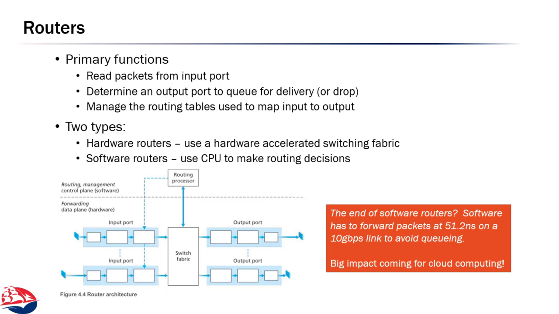Okay, so shifting gears just a little bit, and we'll get to the end of this part one. Let's take a superficial look at routers and what they do. So the primary function of a router is to read packets from an input port, determine which output port it should go to or drop it, and then make that forwarding connection. And then provide some kind of command and control protocol to allow the routing tables to be updated.